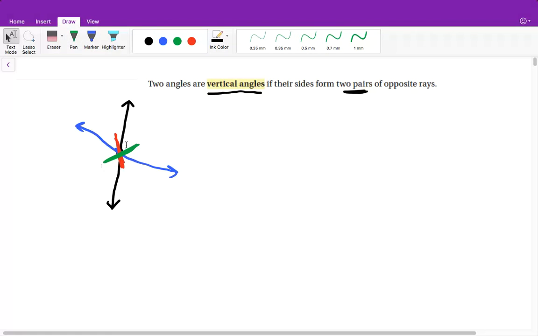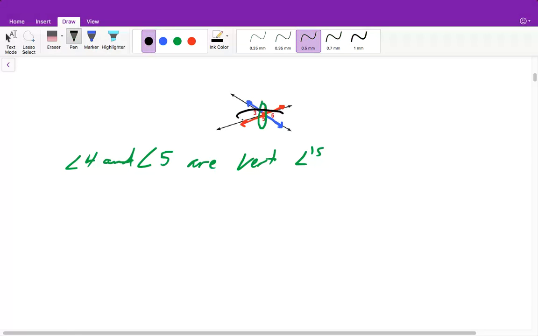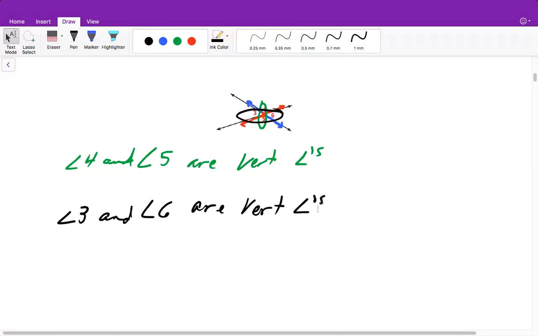All right, now let's show another picture and discuss what their relationship is. If I give you this image and ask which angles are vertical, we know they form two pairs of opposite rays, because here we have a ray and here we have a ray, so that's an opposite ray. Here we have a ray and here we have a ray that share the same endpoint, so that's an opposite ray. And remember, vertical angles are the ones across from each other. So angle 4 and angle 5 are vertical angles, and angle 3 and angle 6 are vertical angles.